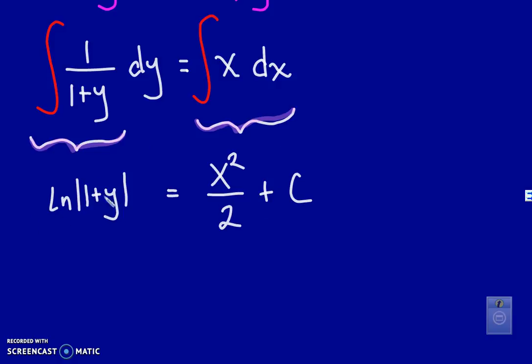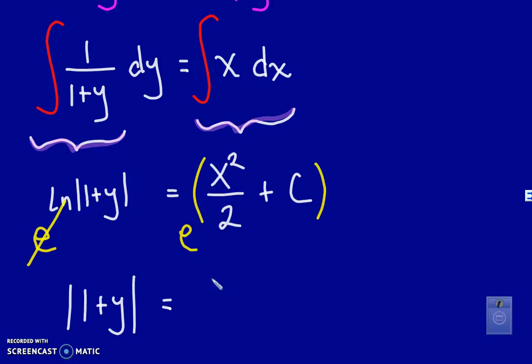So the next step is I want to solve this for y. So I'm going to raise both sides to the power of e. This is key: make sure you put parentheses when you raise both sides to the power of e. I did that because now I'm going to get rid of the natural log and just have the absolute value of 1 plus y, which is equal to e to the x squared over 2 plus c.